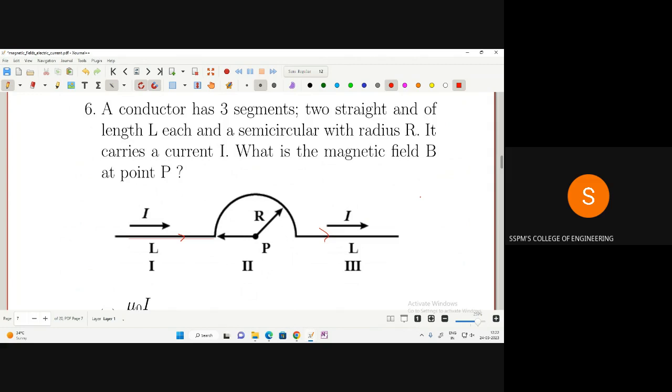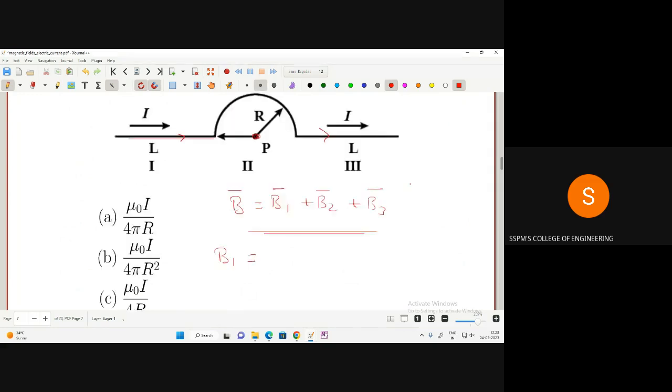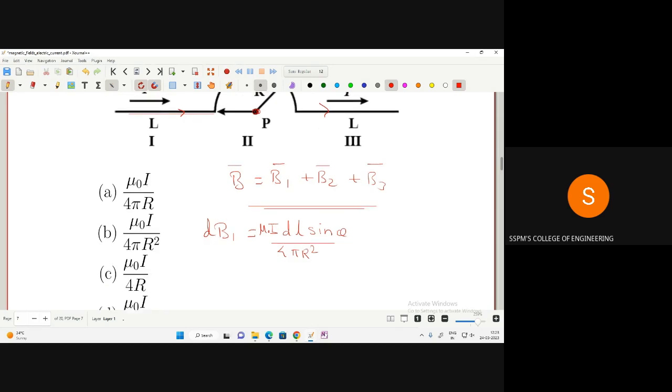ते कसं काढणार B1 using बायोट-सावर्ट लॉ. बायोट-सावर्ट लॉ तुम्हाला माहिती असेल. काय आहे बायोट-सावर्ट लॉ. dB1 is equal to I into dl sin theta into mu 0 divided by 4 pi r square. हे इक्वेशन तुम्ही लक्षात ठेवा. mu 0 I dl sin theta divided by 4 pi r square.